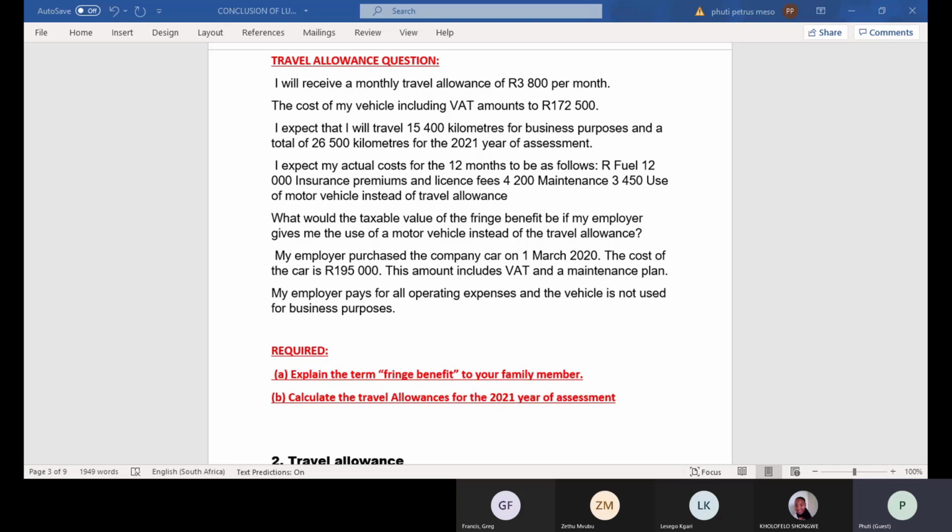Right, moving on. Where do you start when you approach this kind of question? Somebody quickly give me the definition of a fringe benefit?